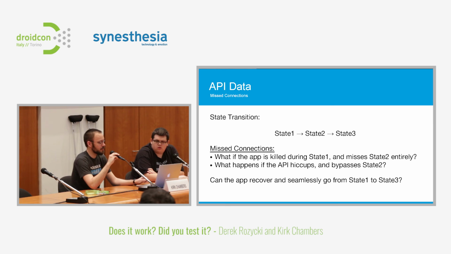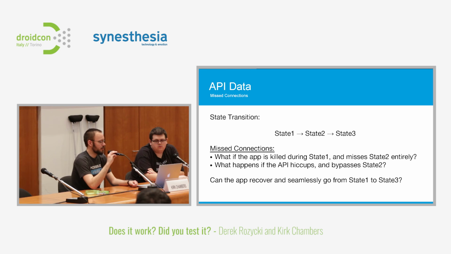So it's really important to make sure that you can recover from that kind of thing. The other thing to consider is what if you're using an API? You probably don't control that API. What happens if they're having a service issue and all of a sudden the state 2 data just goes away? Well, can your app recover when their services recover?